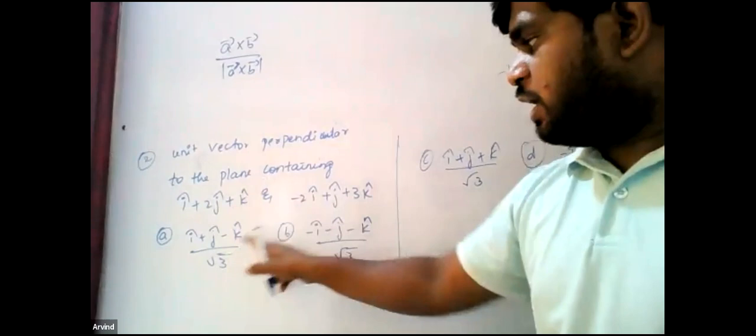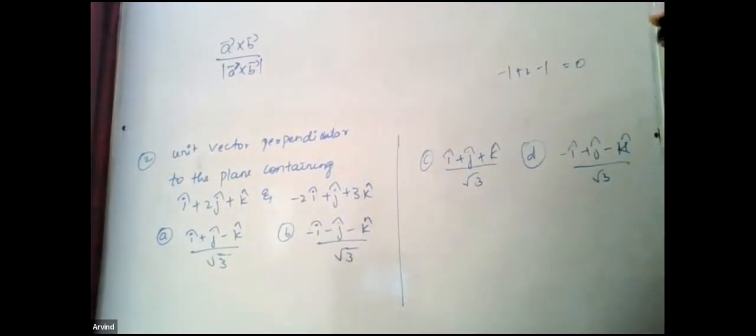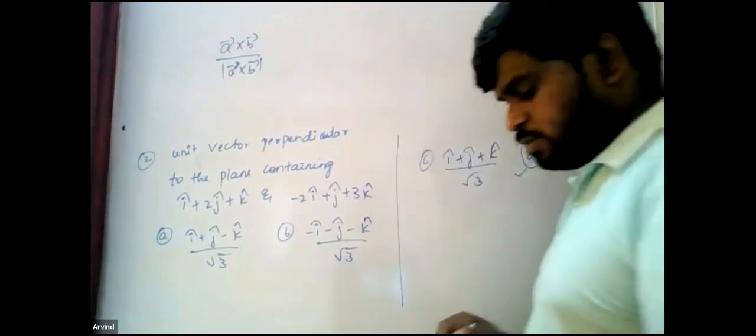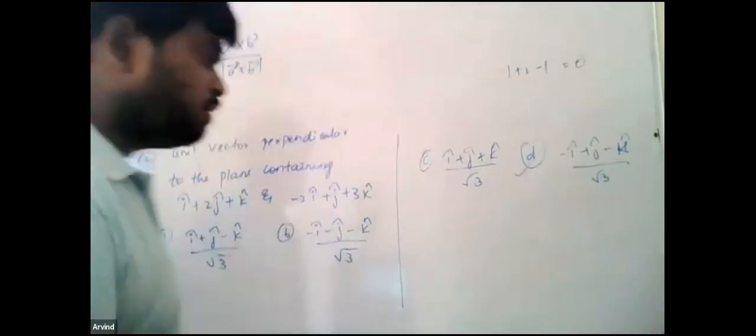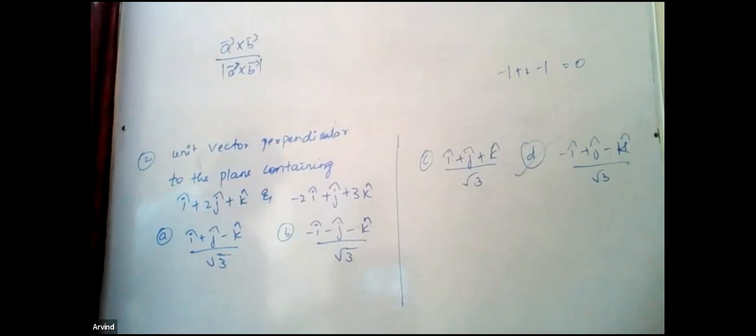With options A, B, C, the dot product did not come 0 with any of the three options. Only with this you are getting 0. Obviously this and this dot product will also be 0. So option D is the correct one. Or you can use the formula and find it. Okay, I'll give you a couple more questions.